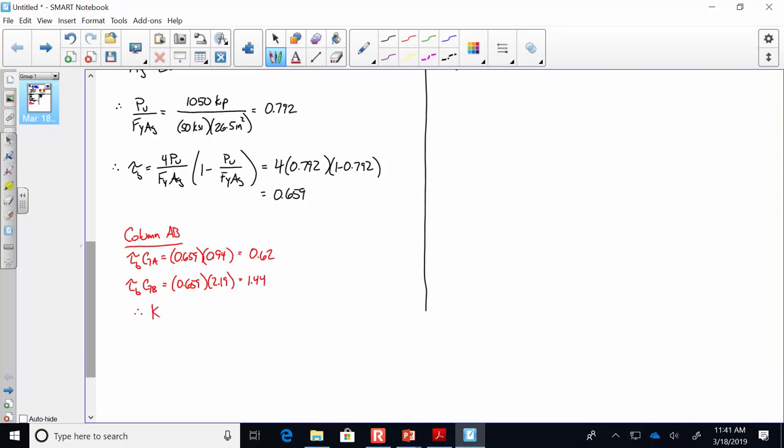So for these, what is Kx? So now you're going to go back into the alignment chart, only your G values are going to drop a bit. 1.6? Did you say 1.6? What? Wait, what? I've got 1.3 in my notes. Okay.